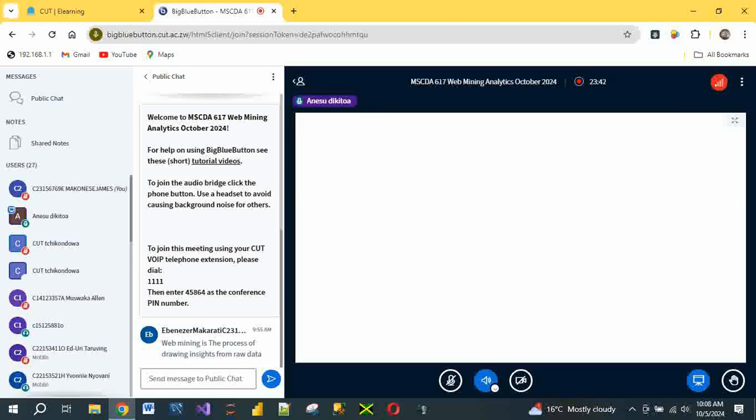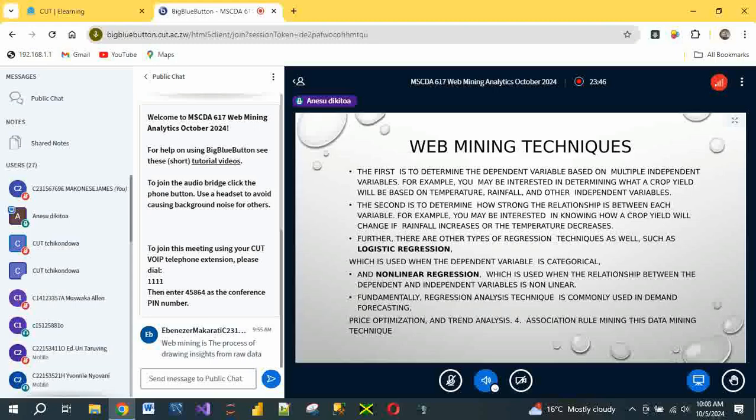So let's move on to the second. Sorry, I made a mistake. I withdraw the last one, dotted number 4. And so the statement should actually read: fundamentally, regression analysis technique is commonly used in demand forecasting, price optimization, and trend analysis.